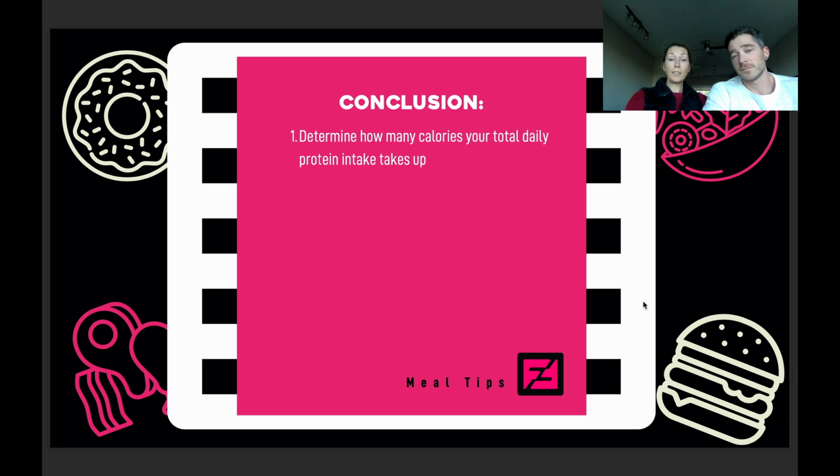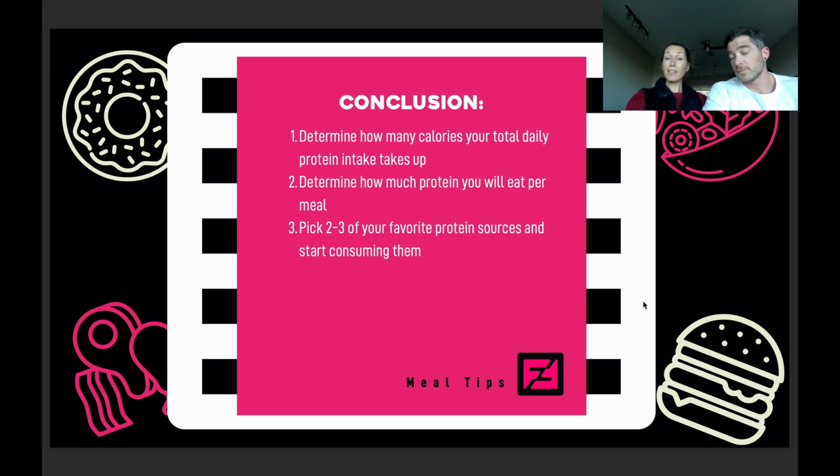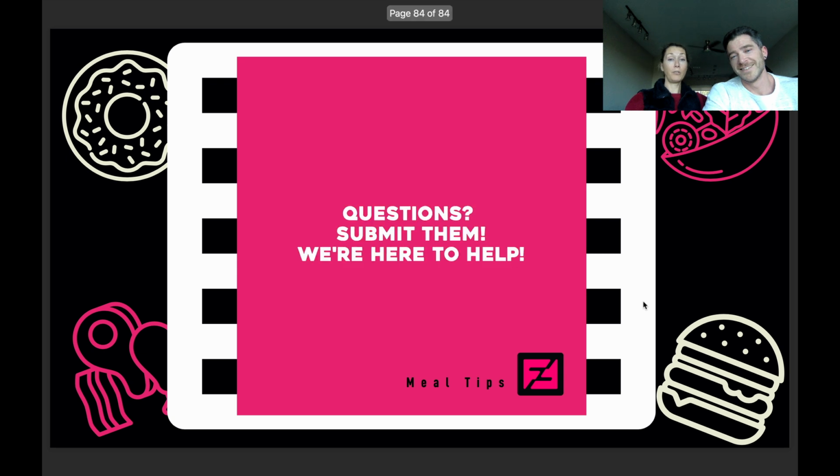Conclusion. First, we've got to determine how many calories your total daily protein intake takes up. Then you're going to determine how much protein you're going to eat per meal. Pick 2 to 3 of your favorite protein sources and start consuming them. And then stay within your daily calories while hitting your protein target each day to start moving towards your goals, changing that physique, and moving closer and closer towards your goals.